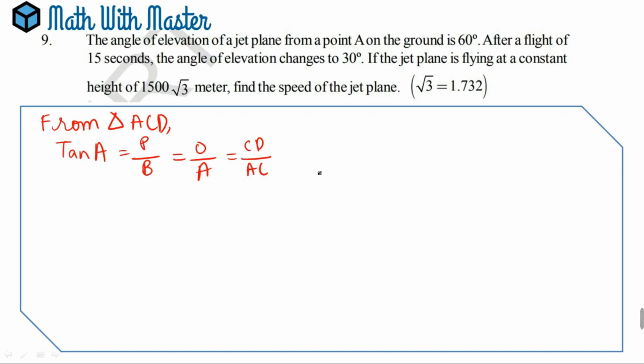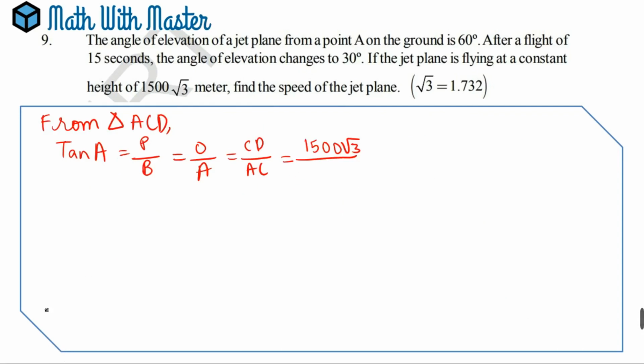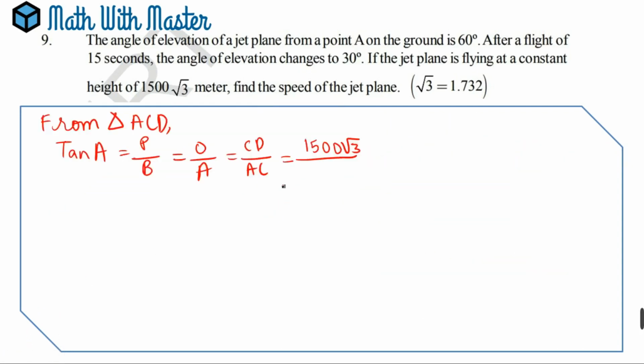So now what we can do is write the value of CD, which is 1500 root 3. You can see over here, 1500 root 3. So what is AC? You can write AC as AB plus BC.